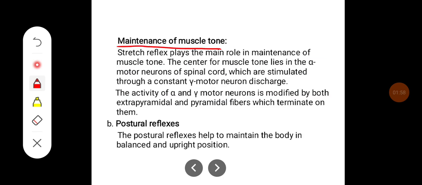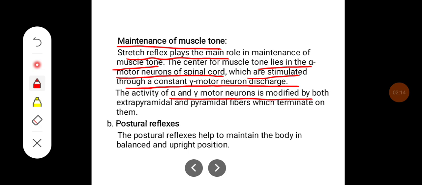Maintenance of the muscle tone. Stretch reflex plays a very important role in the maintenance of muscle tone. The center for the muscle tone lies in the alpha motor neurons of the spinal cord, which are stimulated through a constant gamma motor neuron discharge. The activity of alpha and gamma motor neurons is modified by both extrapyramidal and pyramidal fibers which terminate on them.